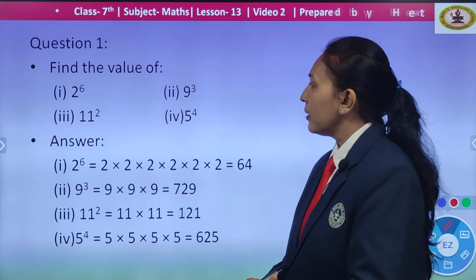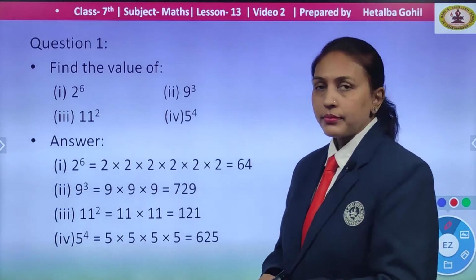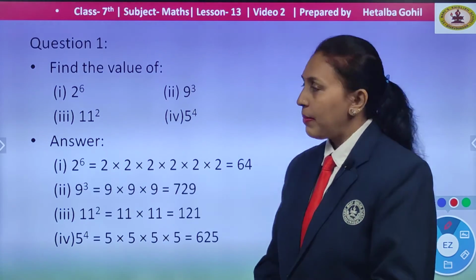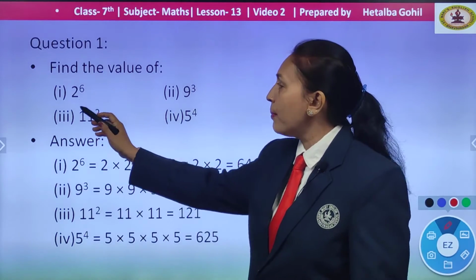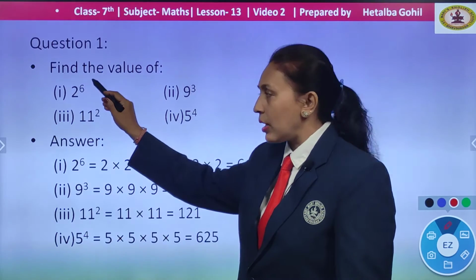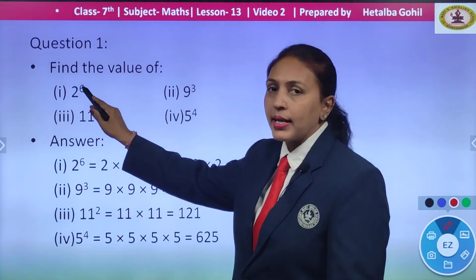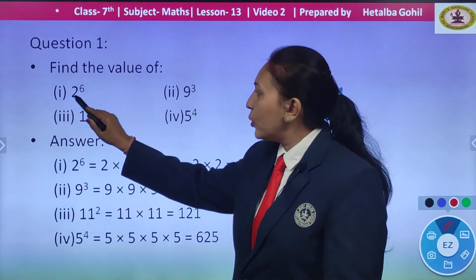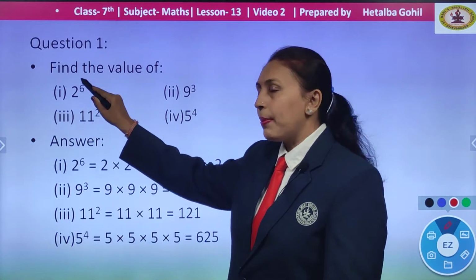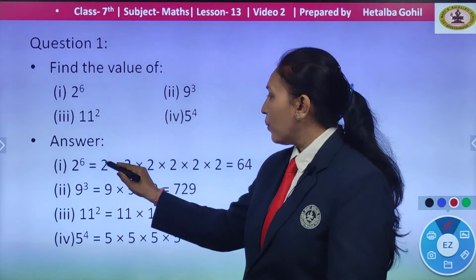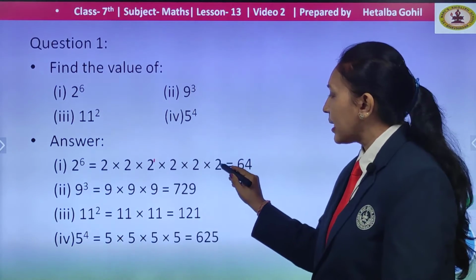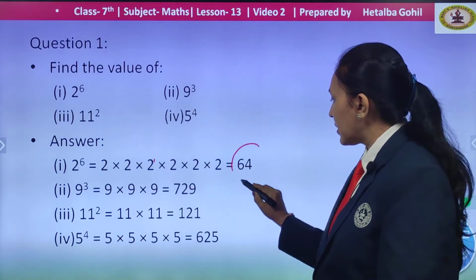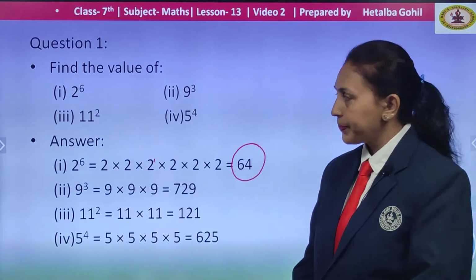Question number 1. Find the value of. You have to find the value of the given expression, that is in the form of powers and exponential form. That is 2 raised to 6. That means 2 is multiplied, children, 6 times. It is not to multiply 2 into 6, 12. 2, the number in the base, you have to multiply that many times. You can see 1, 2, 3, 4, 5 and 6. When you multiply 2 for 6 times, you will get your answer as 64.